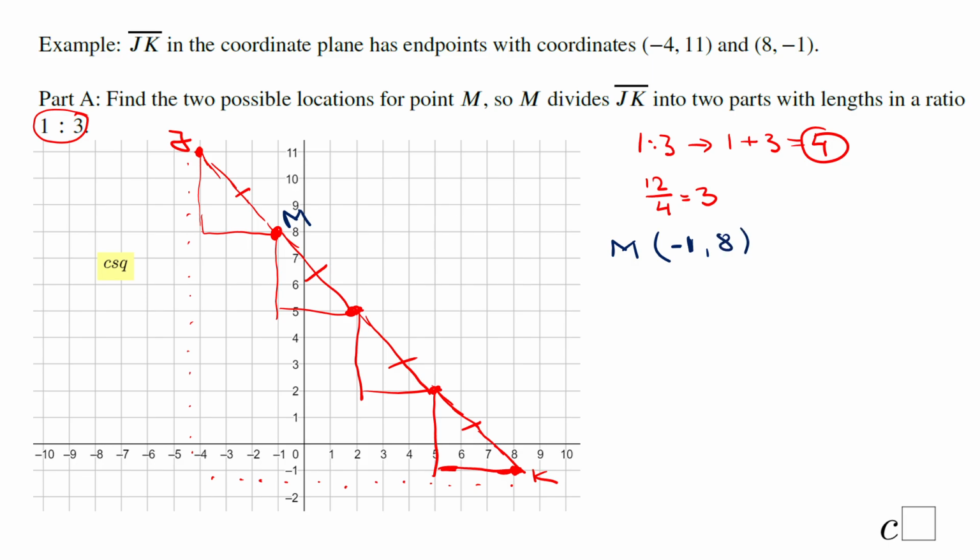And what will be the other one? Because you see here it gives you the other choice. That will be this one. Let me call this M1, the first choice, and M2, the second choice. So in this case you have these two choices. This one is going to be (5, 2). The first one divides JK in a ratio of 1 to 3, because I start from J and go to K. The other one, I will call it KJ, and that would be a good way to see it for point M2.